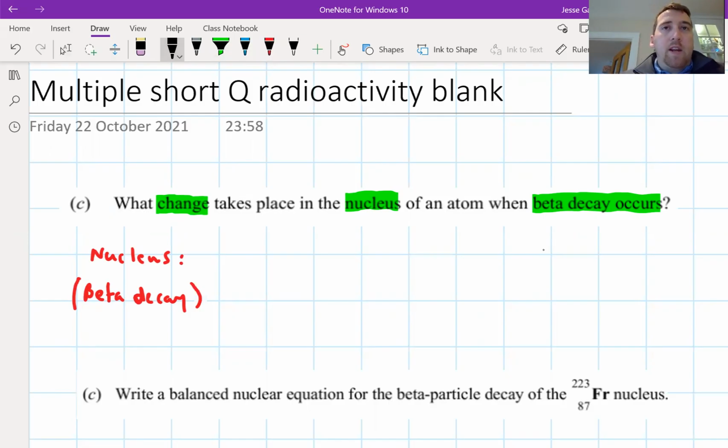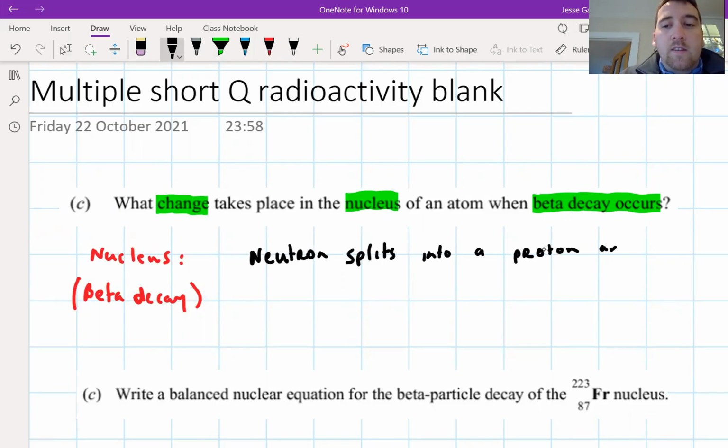Well, during beta decay, a neutron from the nucleus splits into a proton and an electron, and then the electron gets fired out of the atom. So we're going to say that. A neutron splits into a proton and an electron. That's what we should have said.